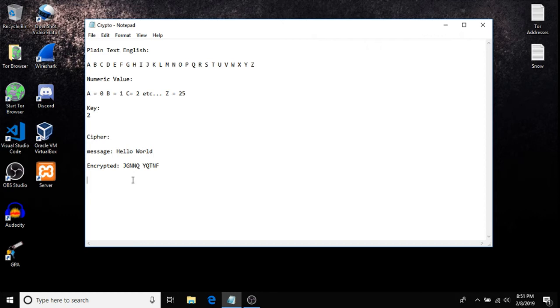So if you want to start playing around with them using different keys and setting different encryptions to send to your friends, by all means go ahead.